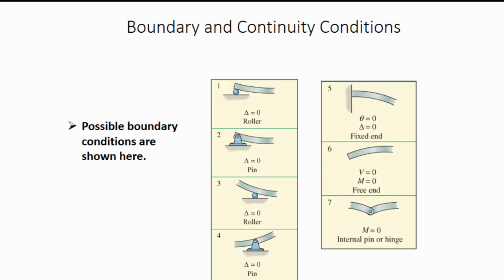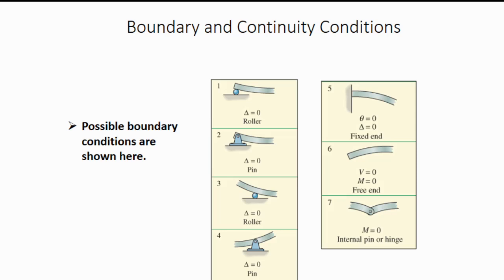If it is an external roller, then deflection is 0. If it is an internal roller, deflection is 0. If it is an external hinge, deflection is 0. If it is an internal hinge, deflection is 0. If it is a fixed support, then not only is the deflection 0, the slope will be equal to 0 and deflection will be equal to 0.